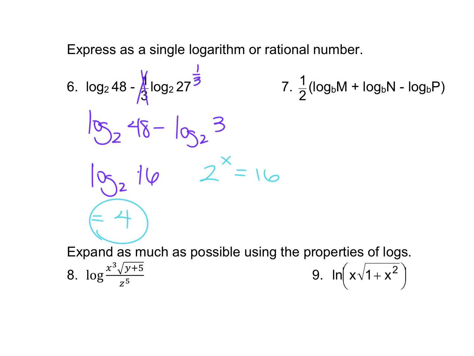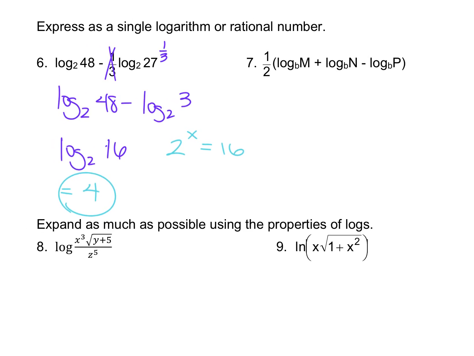All right. On 7, we've got variables. Let's start inside here. I have 3 logs. You don't really have to do this in steps if you really understand what's going on with them. The first 2 logs are being added, which means when I put them together, what do we do? Multiply. So I keep the log base b and I multiply m times n. The third log is being subtracted, which indicates what? Divide. So where do I put the P? On the bottom.